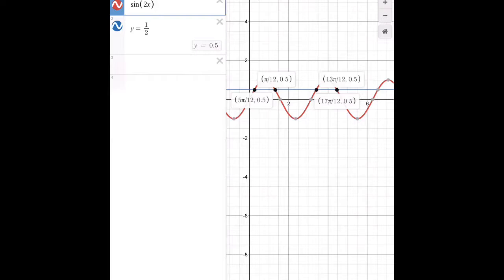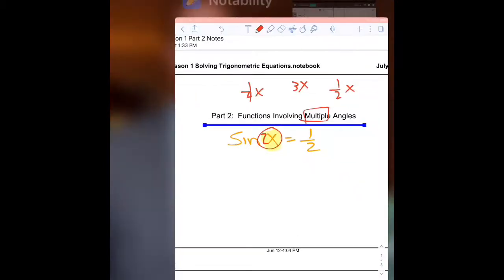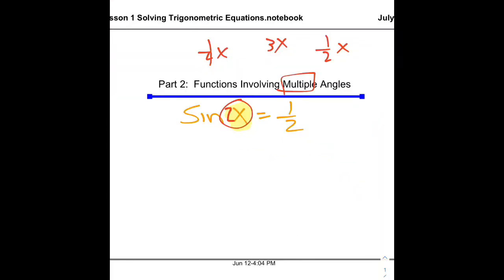So notice how we got double the solutions. So with multiple angles, you're going to end up with a lot of multiple solutions. And some kids are like, well, are you always going to get 2 times, 3 times? It really does depend on the problem as to how many that you will get. So let's proceed with our first problem.